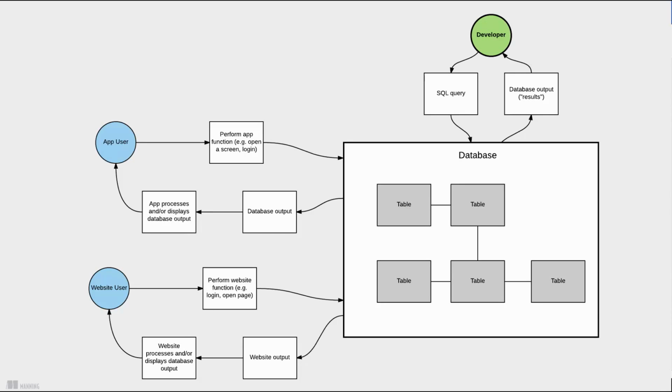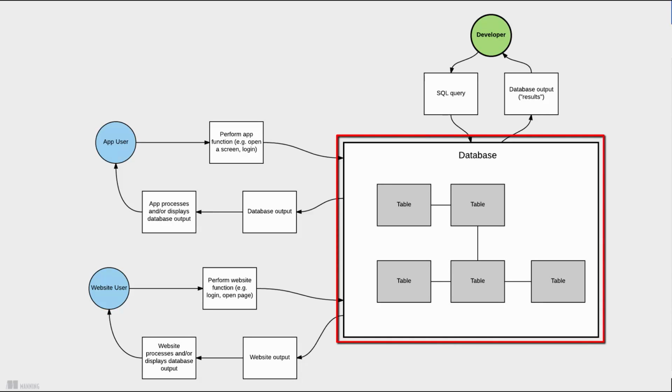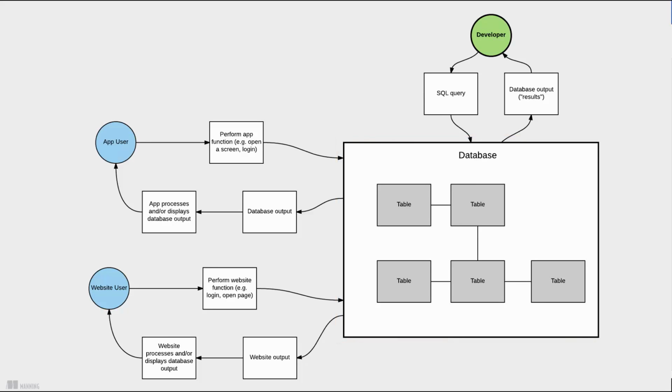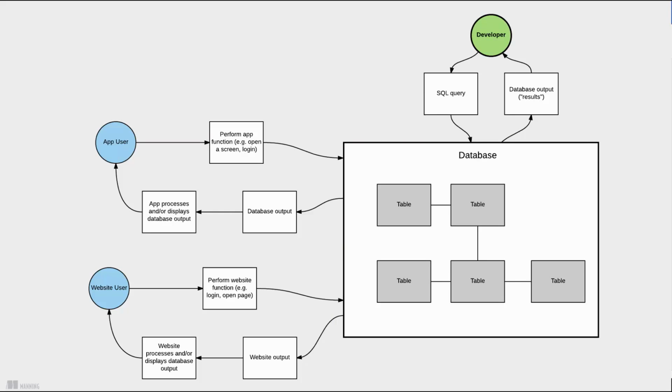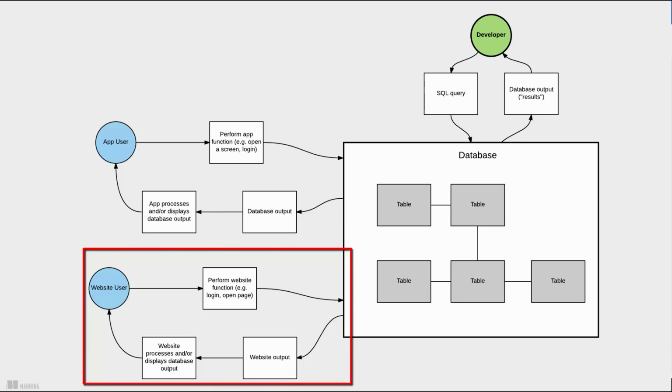This diagram shows a high-level overview of how users can work with a database. The database is the big box to the bottom right, and it has many tables in it, as you can see. On the left, there is a blue circle labelled App User. This is someone who might be using an app on their phone or on their computer. They perform a specific function in the app, such as logging in or opening a screen. The app will then perform a query on the database to get what it needs, and then the app processes and displays the result.